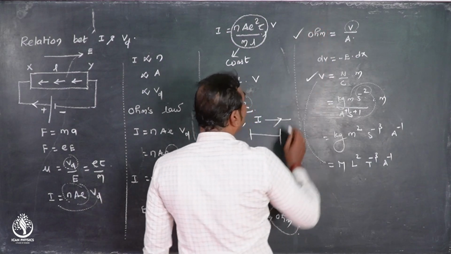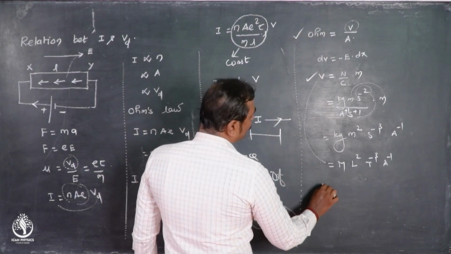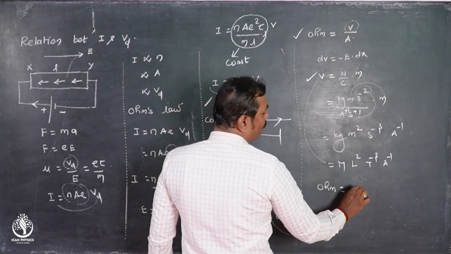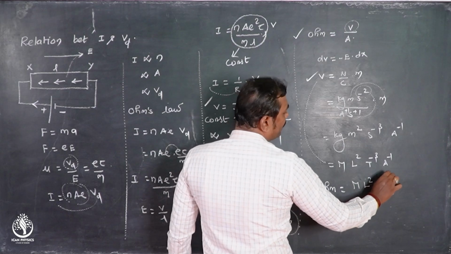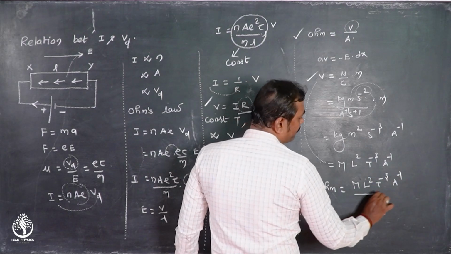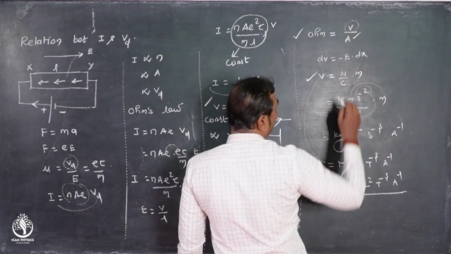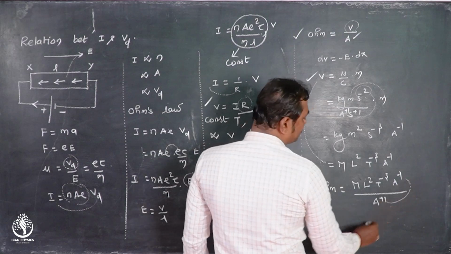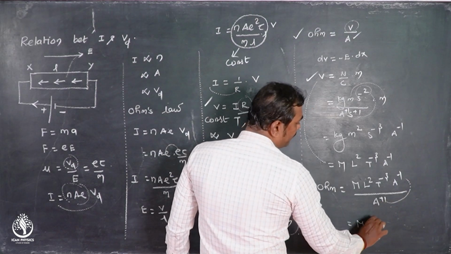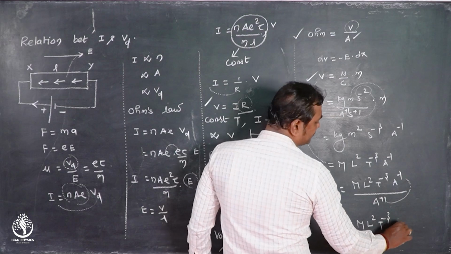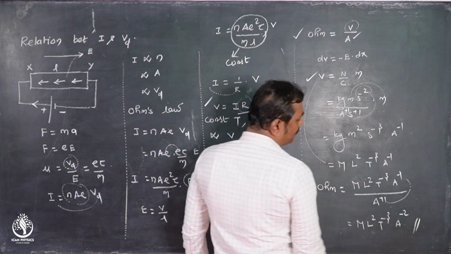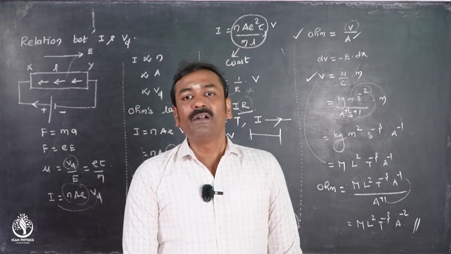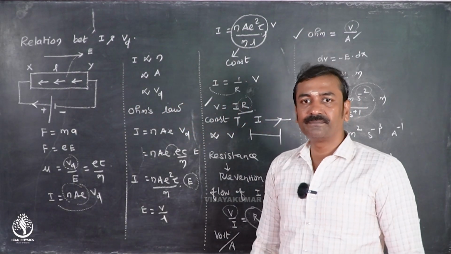So what we are going to calculate? Ohm. Ohm equal to volt by ampere. Instead of volt, we write M L squared T power minus 3 A power minus 1 divided by ampere. Now the power goes to the numerator with a negative sign. So M L squared T power minus 3 A power minus 2. This is the dimensional formula for ohm. Do you get it now? Do you have any doubts? No doubts.